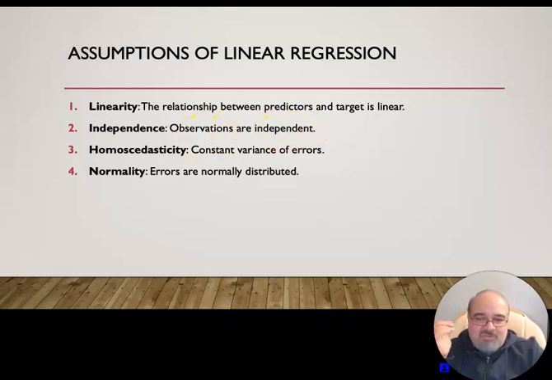It also assumes that the observations are independent, that observations in the data are assumed to be independent of each other, and violations of that assumption, like autocorrelation, often seen in like time series data, can lead to biased estimates. So it's crucial that the observations are independent of one another and they don't influence each other if you're using linear regression. Then, of course, there's homoscedasticity, which is the constant variance of errors.